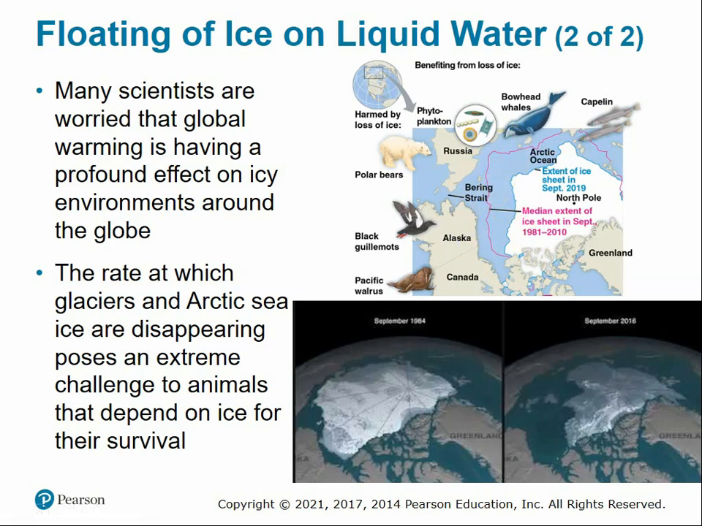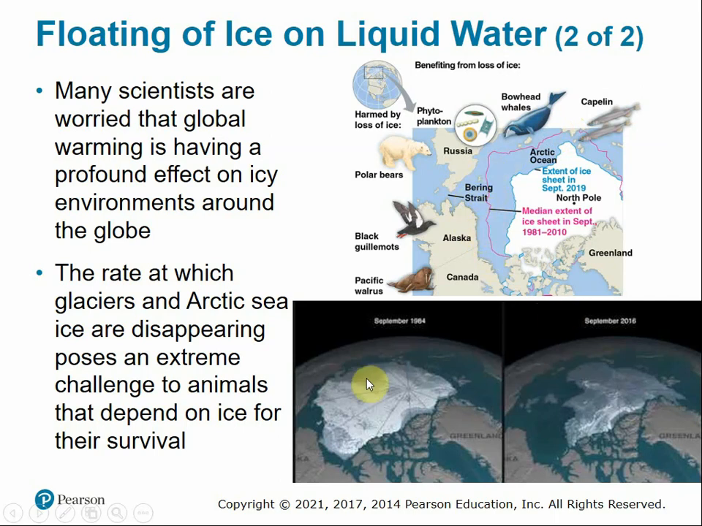So this change in the habitat and the rate at which our glaciers and Arctic sea ice are disappearing can pose extreme challenges to certain species that depend on those icy habitats for their survival. So things like polar bears. However, there are some species that may be benefiting from this loss of ice, like the whale. So now they have a larger passage in the ocean to migrate to and from.